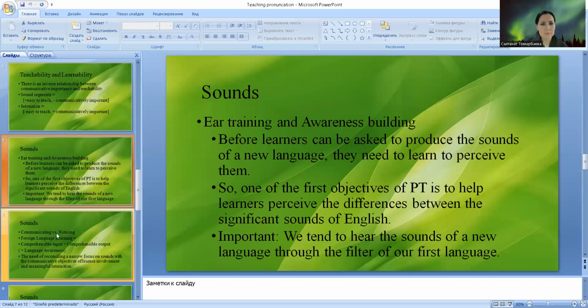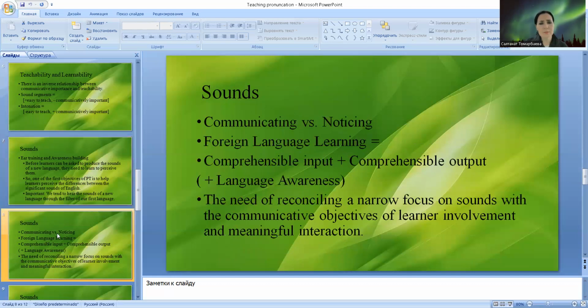Next, sounds, communicative and noticing. In foreign language learning, comprehensible input and comprehensible output, there is the need of reconciling a narrow focus on sounds with the communicative objectives of learner involvement and meaningful interaction.